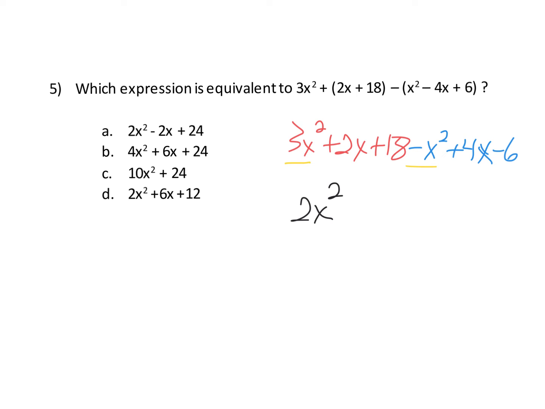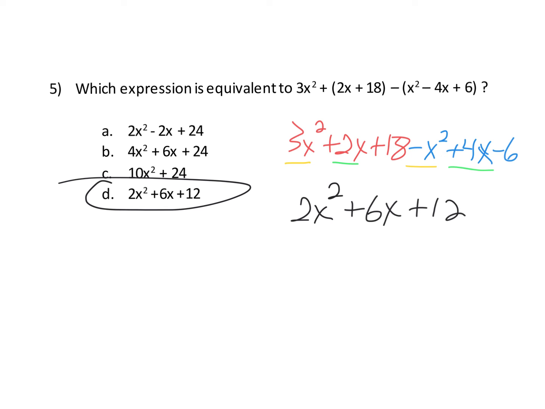Then we have our 2x plus 4x. So we're going to combine those two. Again, 2x plus 4x is 6x. So we have plus 6x. And then finally, the terms that we have remaining are the constants. We have 18 minus 6, and 18 minus 6 is 12. So plus 12, and we have that answer there, D.